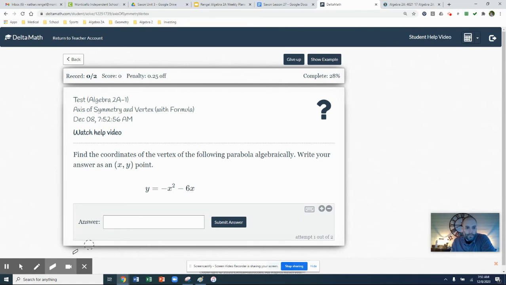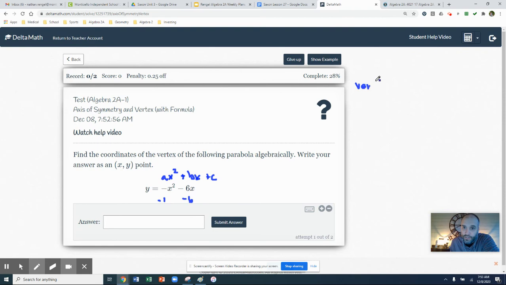Okay, get rid of all that. Our last example, we've got y equals negative x squared minus 6x. This is right now in standard form: ax squared plus bx plus c. So the c is just 0. This means my a is negative 1, and my b is negative 6. Those are my two values I'm going to use.